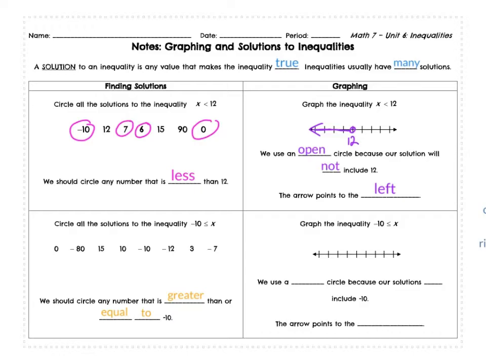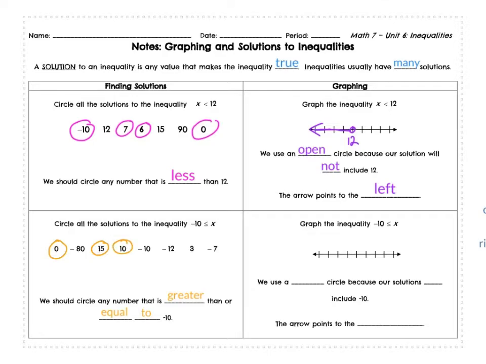Is 0 going to be greater than negative 10? Yes, I'd rather have $0 than owe somebody $10. Is negative 80 going to be greater than negative 10? No, I'd rather owe somebody $10 than $80. 15, obviously, positive is greater than the negative. 10, positive is greater than the negative. Now I've got negative 10.